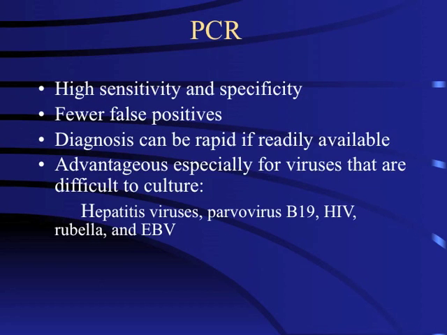So again, PCR has a high sensitivity and specificity. There are fewer false positives. The diagnosis can be made very quickly, and it's very advantageous for viruses that are difficult to culture, such as hepatitis viruses, parvovirus B19, HIV, rubella, and Epstein-Barr virus.